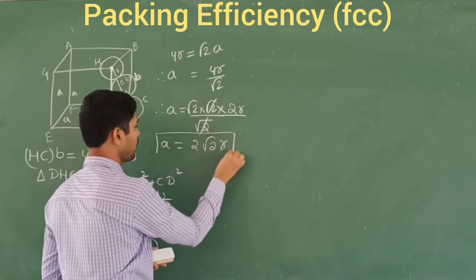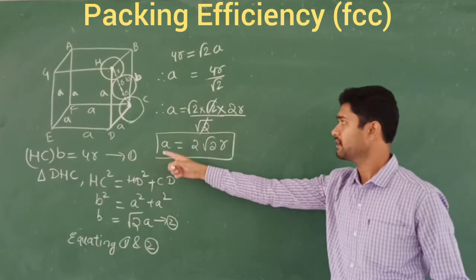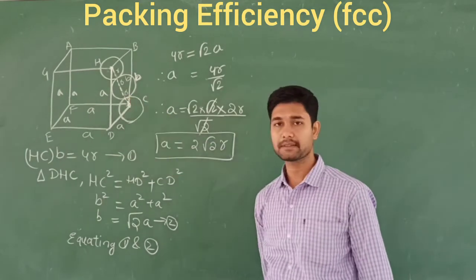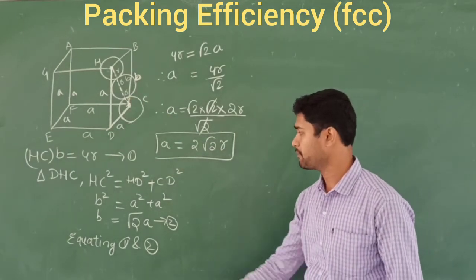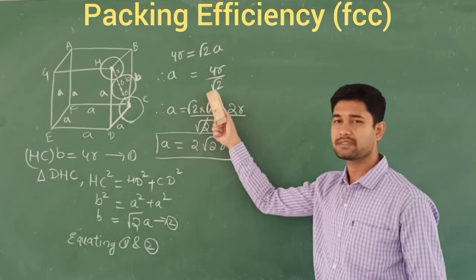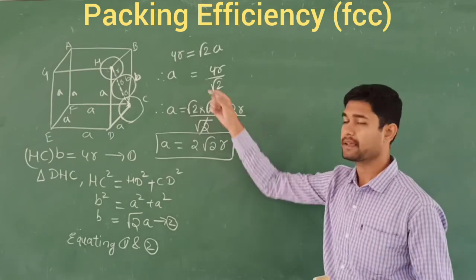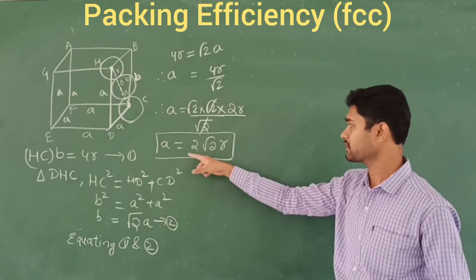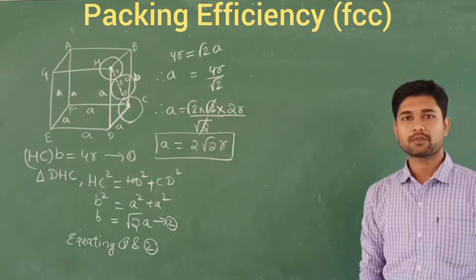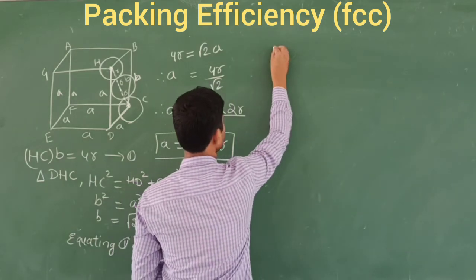So this is how I am going to find out the value of A. Applying the Pythagoras theorem, we obtain the B values, and after equating, we find out A. So this is called the simple relationship between the edge length of the cube and the radius of the sphere. We got A is equal to 2 root 2 R. After getting this, we directly come to the formula, that is called packing efficiency.